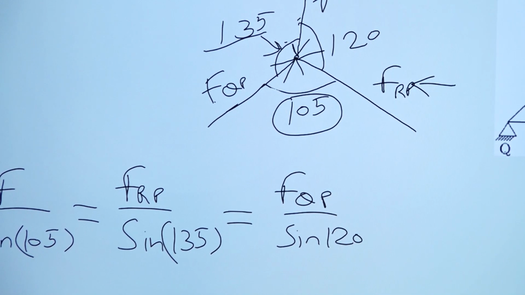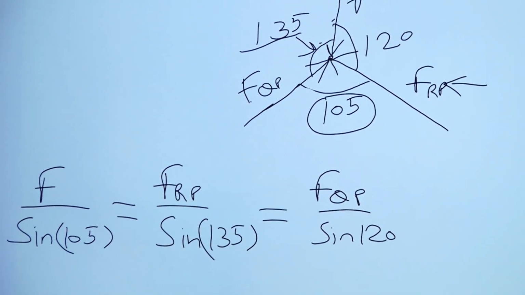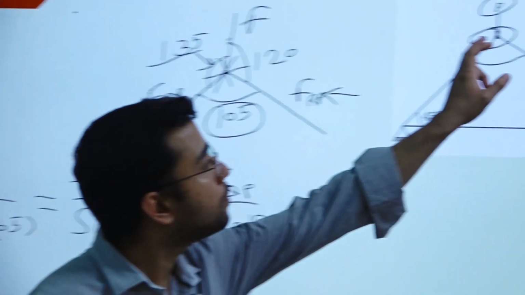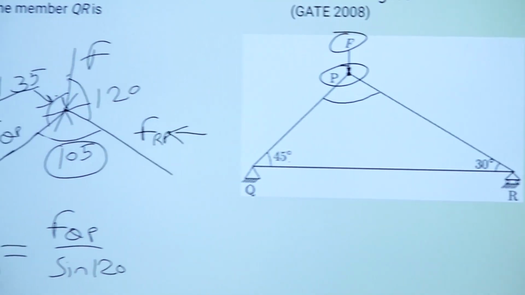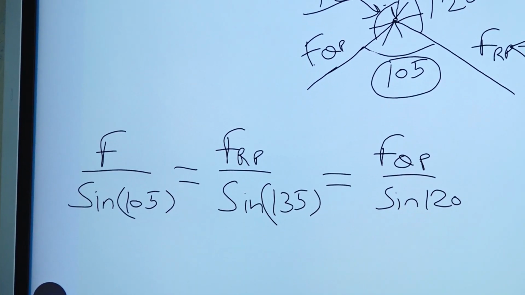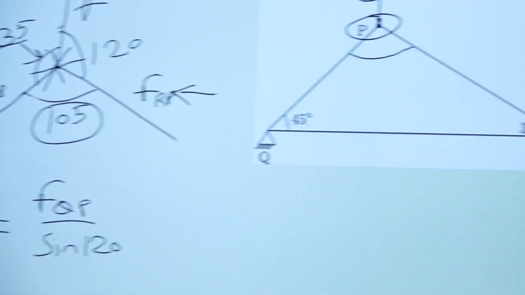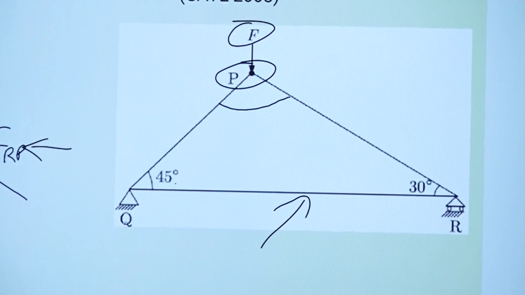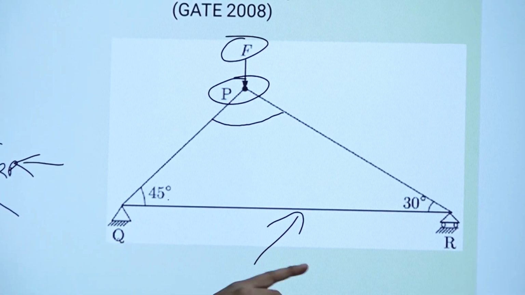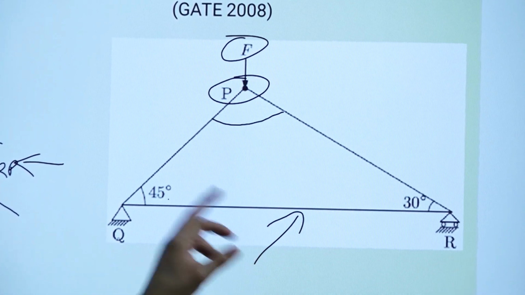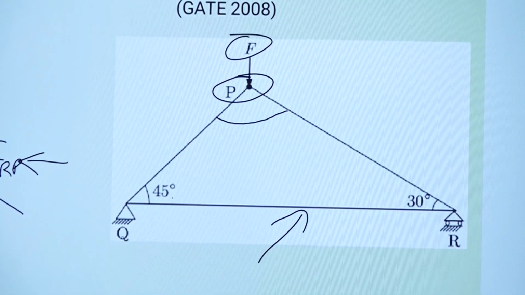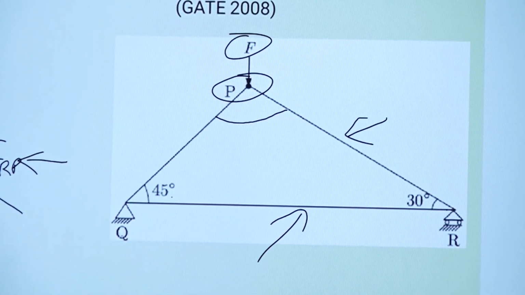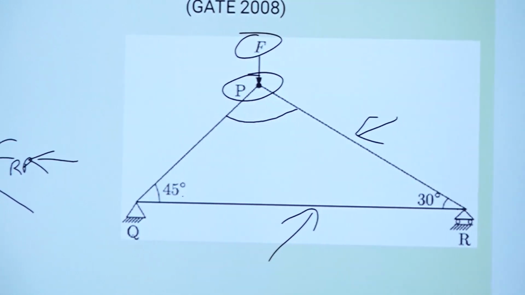So now we need to solve it, and we need to find either FRP or FQP. Either the tension in the PR link or the tension in the QP link. One is enough. We don't have to find both FRP and FQP. Why? Because finally we have to reach this QR link. We can come to QR through R or through Q. It doesn't matter. How will we come? First we will find the tension here. Then we will make a free body diagram of the point R. So that's how we are going to do it.